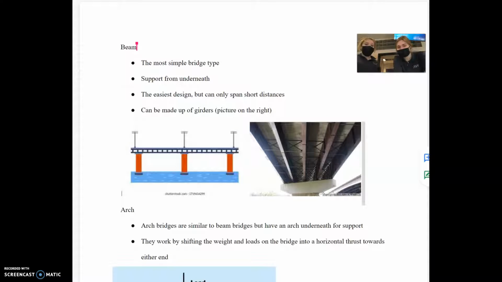There's the I-frame ones, which are the type you see there, and then there's box ones, which if you've ever been on the zoo interchange, it's the type that's underneath the highways, those really thick ones that are hollow on the inside. So it's an overall good bridge.